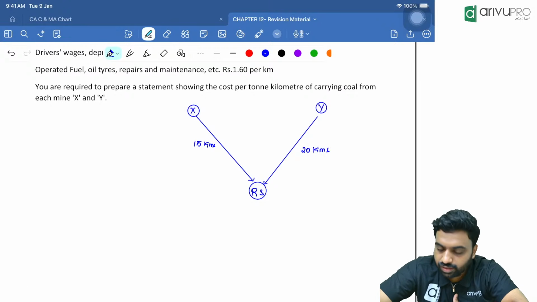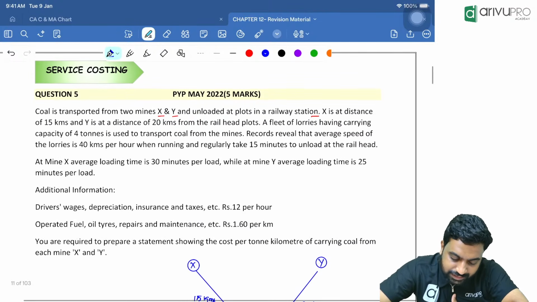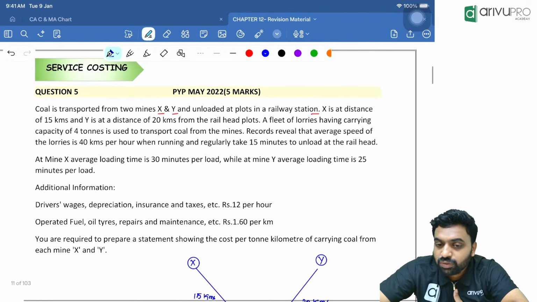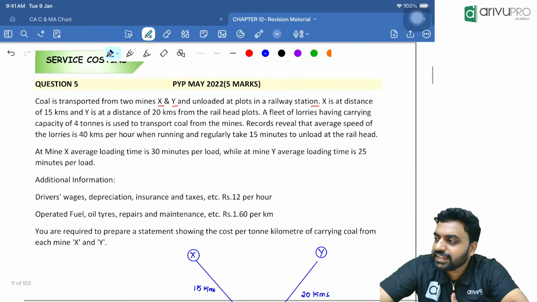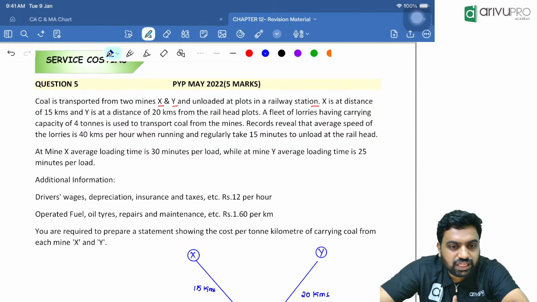Next, a fleet of lorries having carrying capacity of 4 ton is used to transport the coal from the mine. What do you mean by a 4 ton capacity lorry? Legally it can carry 4 tons. If you want to carry more you can, but if the police catch you, you have to pay the penalty. Will the penalty be normal cost or abnormal cost? Abnormal cost. Should you consider it to calculate cost per ton kilometer? No. It should be charged to costing P&L.